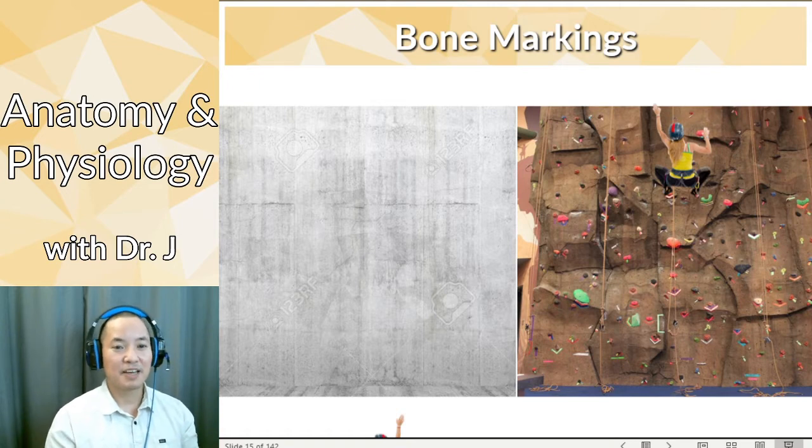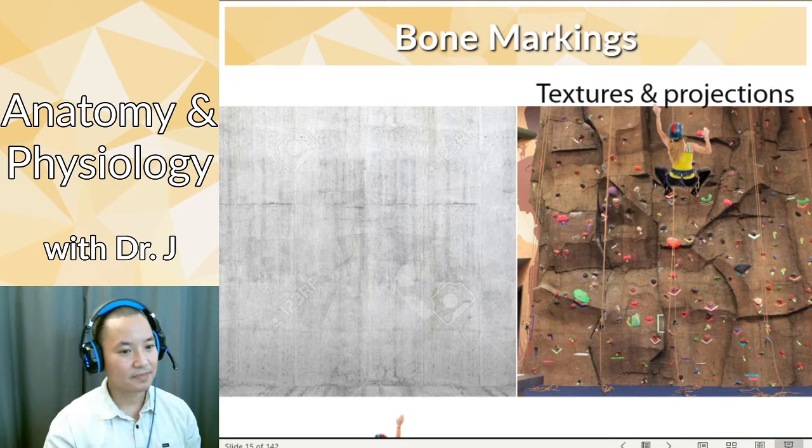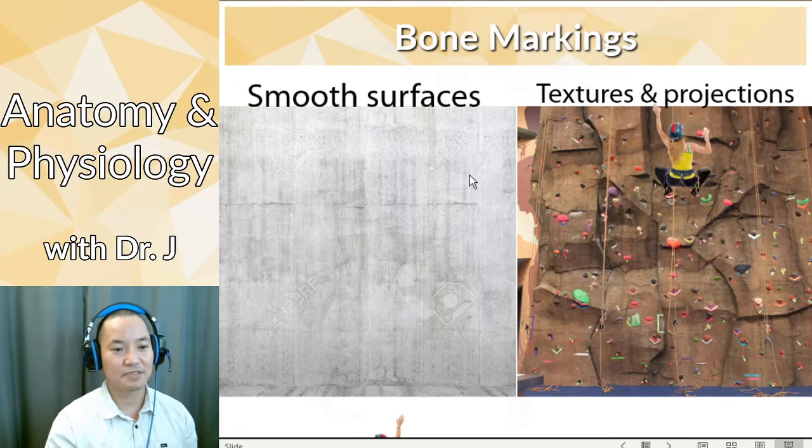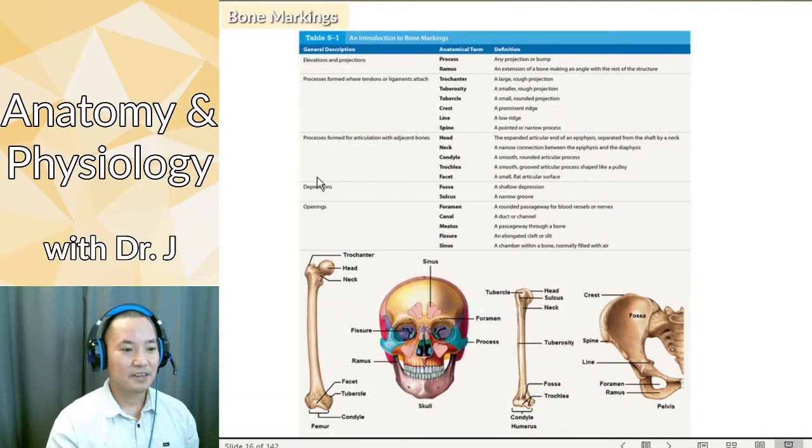So again, you have both smooth and rough surfaces on bone. But the thing is, you want something to have friction and some sort of contact and grabbing onto something, or do you want things to glide straight off? So textures and projections and smooth surfaces. So bone markings, this is from Martini, and it kind of summarized these markings in general.